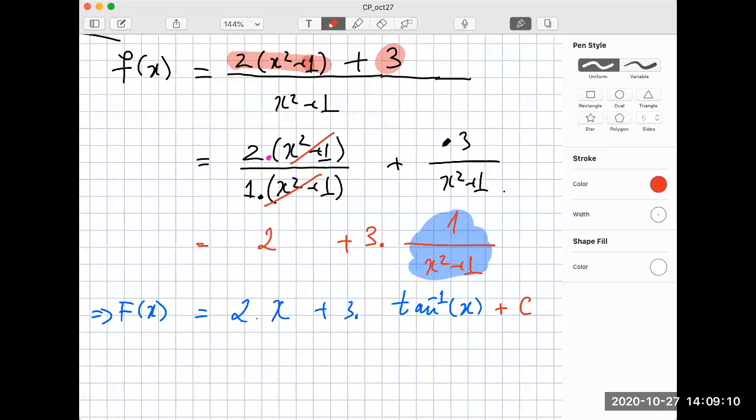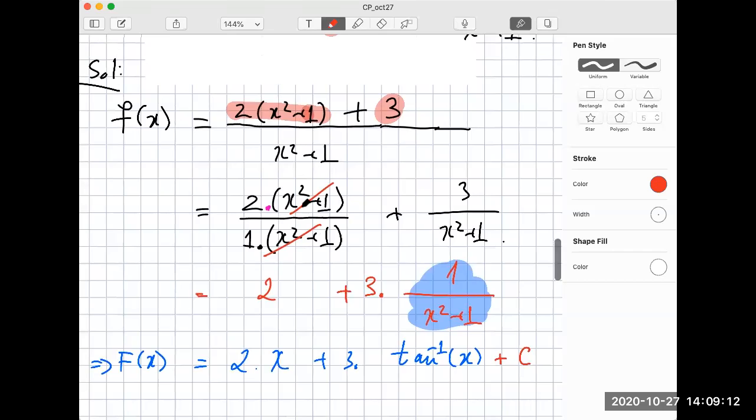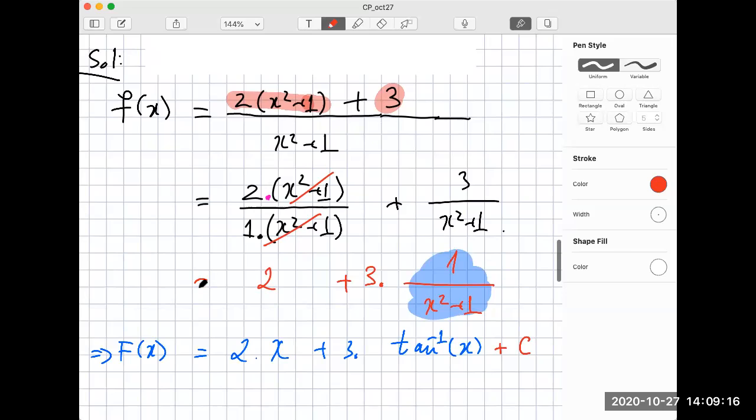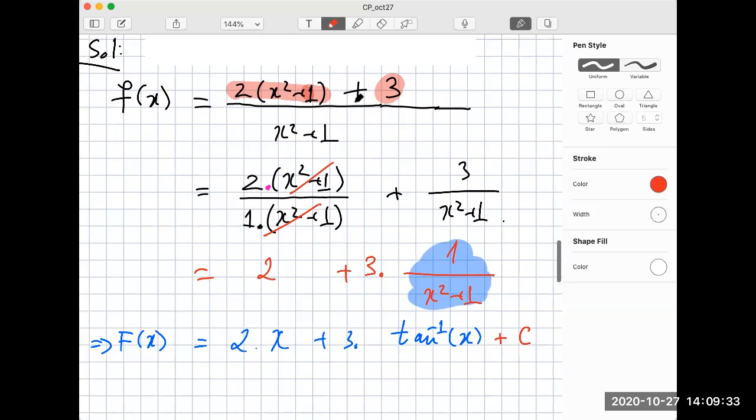And sometimes we may question why we know to separate the numerator into these 2 terms. If you don't want to do it, another way to do it is to do the long division, right? It's a little harder.